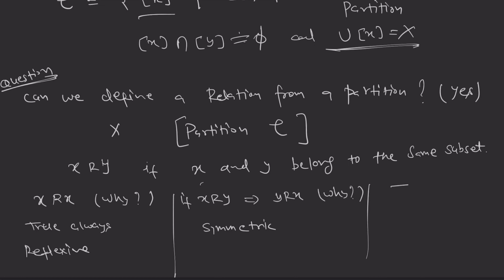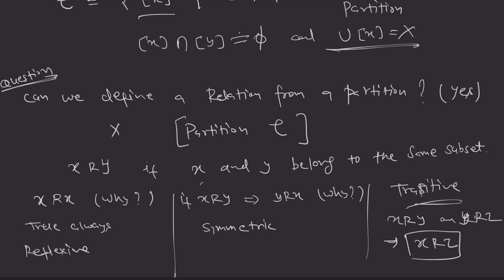And similarly you can prove transitive. If x is related to y and y is related to z, then x should be related to z. If x and y are in the same set and y and z are in the same set, then x and z should be in the same set. So this is transitive also. And what does this mean? That it is an equivalence relation. So from a relation we can define a partition, and from a partition we can define a relation.